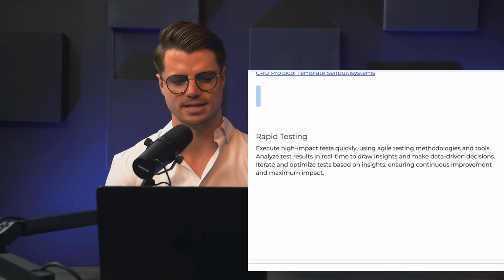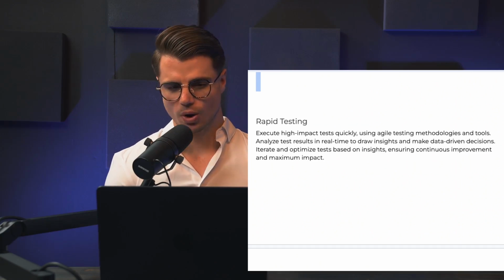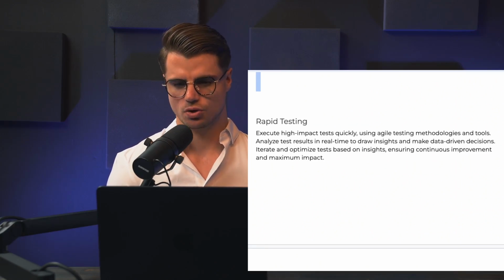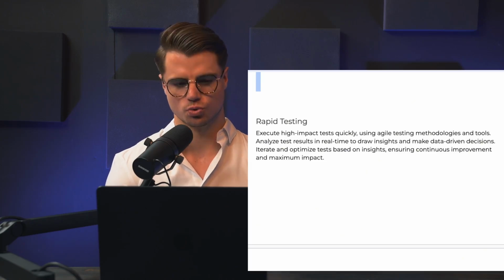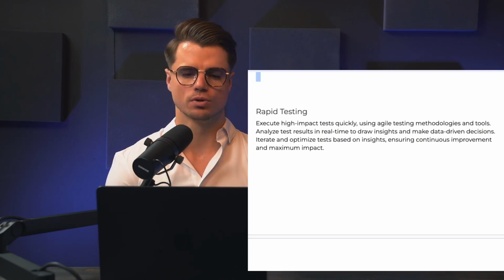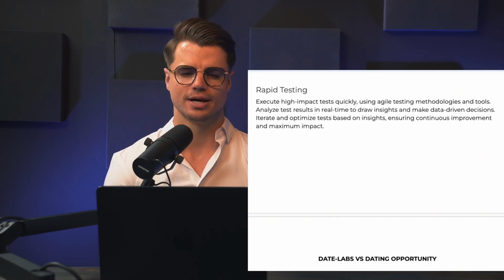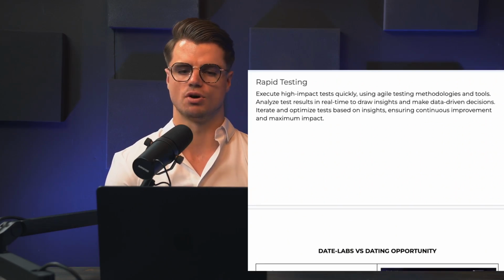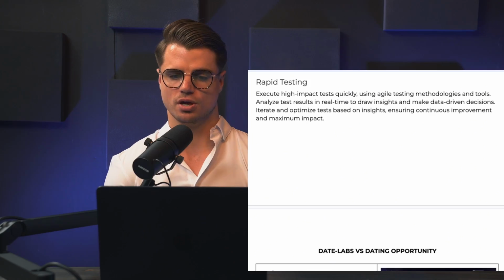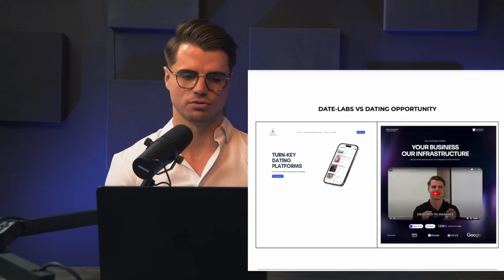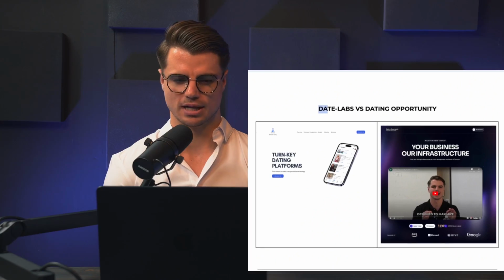So now for the rapid testing approach, we want to execute high impact tests while using agile testing methodologies and tools. Analyze results in real time to draw insights and make data-driven decisions. Iterate and optimize tests based on insights, ensuring continuous improvements and maximizing the impact. Now, let's quickly have a look at that, as this will be one of the last ones.